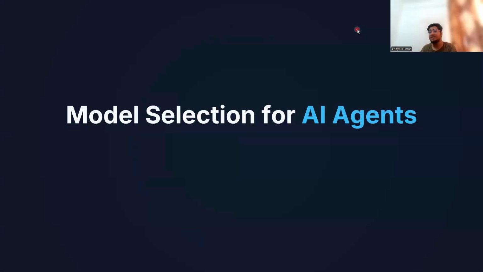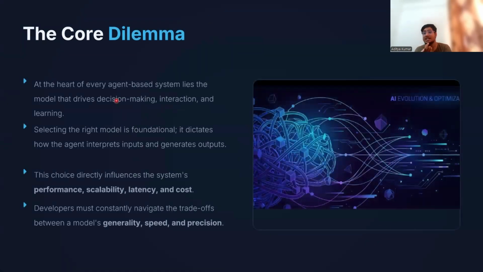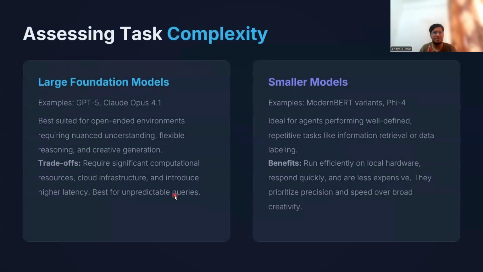Welcome to our second lecture of the Agentic AI series, in which today we are going to cover a very important topic called model selection for AI agents. Let me tell you why. For every Agentic AI application, the model serves as its brain and it directly influences the performance, the scalability, the latency, and most important, the cost of our Agentic AI application. This is a very important parameter, right?